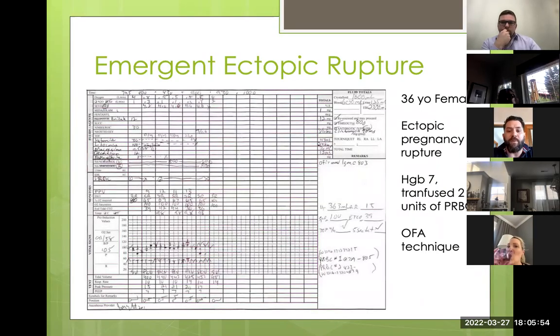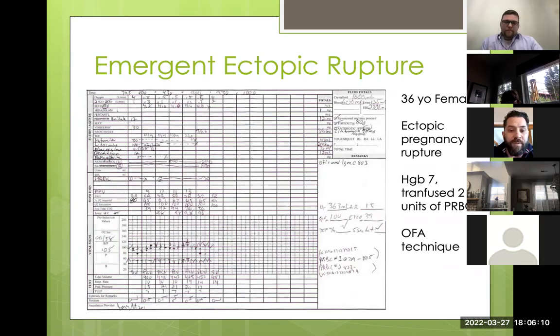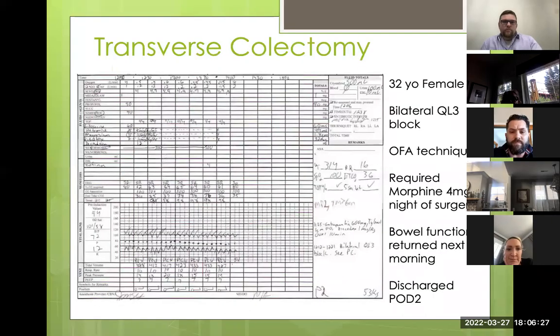These are just some case report examples. This was a hemodynamically stable patient, but with a low blood count. This is an emergent ectopic rupture I brought straight back from the emergency room. You can see I was hand bolusing stuff, I believe, at that time. And she was nice and stable. Then I think there's one more record.